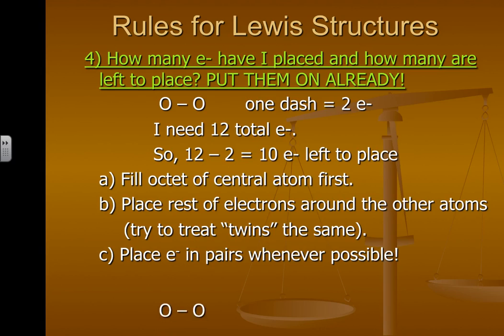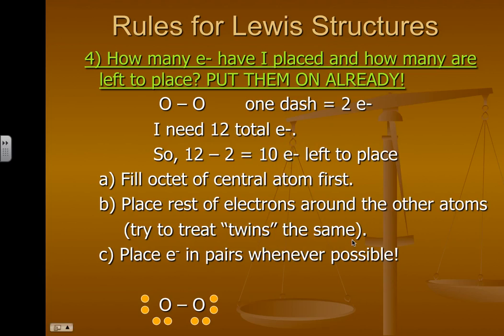So what I'm going to do is this. I'm going to put 2 electrons on this guy, and then I'm going to put 2 electrons on that guy. This is me treating twins the same. Then I'm going to put 2 there, and I'm going to put 2 there. Now notice how many I put on so far. 2, 4, 6, 8. And remember, I had 10 left, so I've got 2 more.